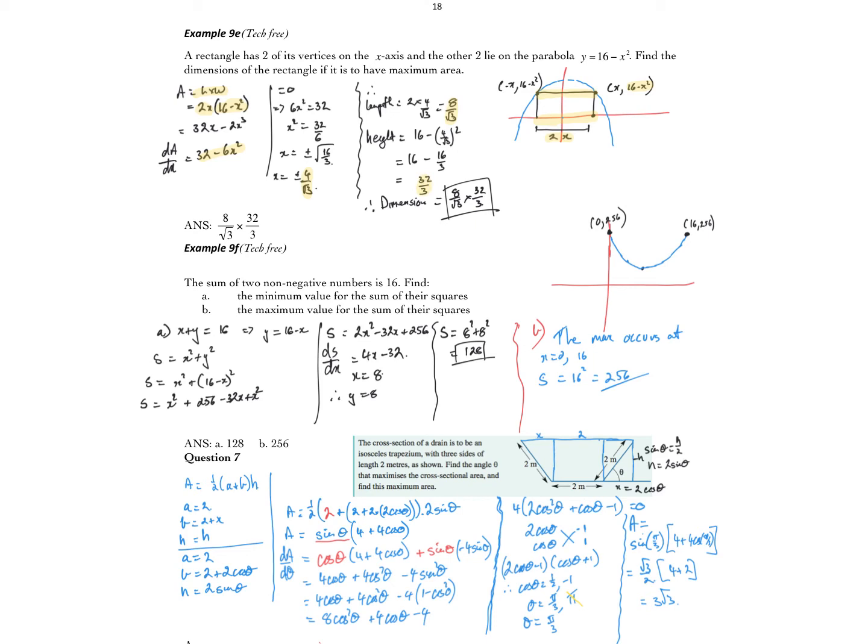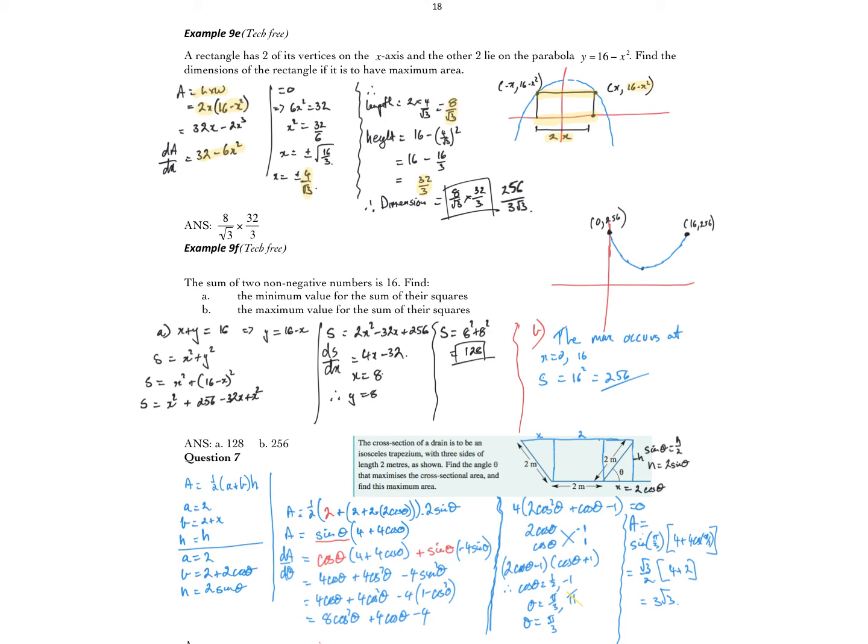So then the area is length times width, which is 8 on root 3 times 32 on 3, which I didn't really work out as an answer. What is that going to be? 8 32s are 256 over 3 root 3. That'll do. Yeah?